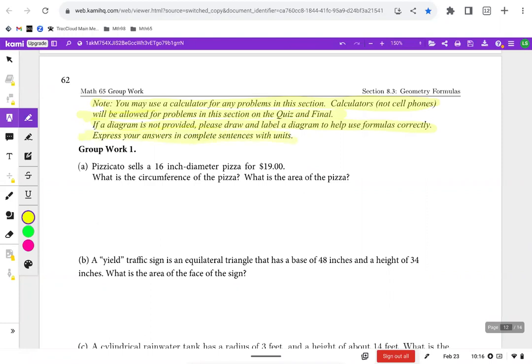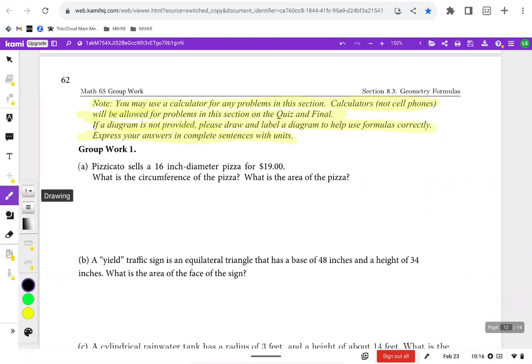And express your answer in a complete sentence with units, because they've asked us a question. We need to answer it in a sentence with units. So letter A says, Pizzicato sells a 16-inch diameter pizza for $19. What is the circumference of the pizza? What is the area of the pizza?